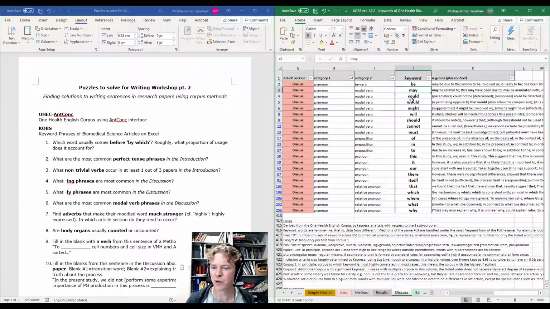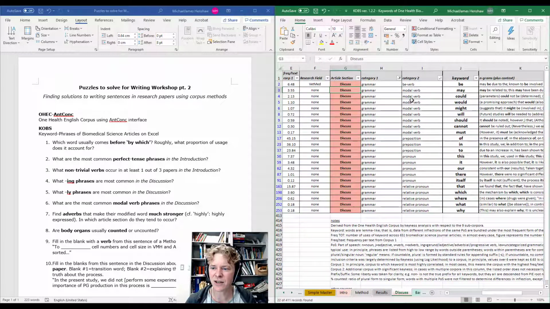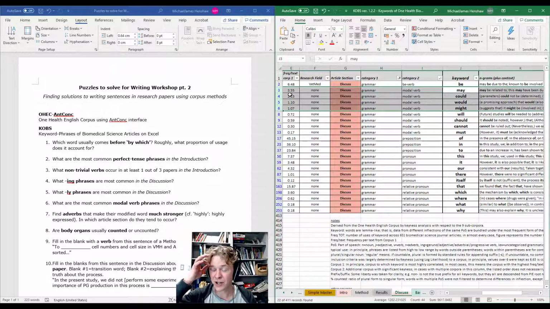So I am looking for the most common modal verbs. And let's see here with our frequency. We have may, could, would, and might. All 4 of those are used at least once per discussion article. And may is used 3.5 times per discussion section. Wow, cool. So this probably has some good data for us.